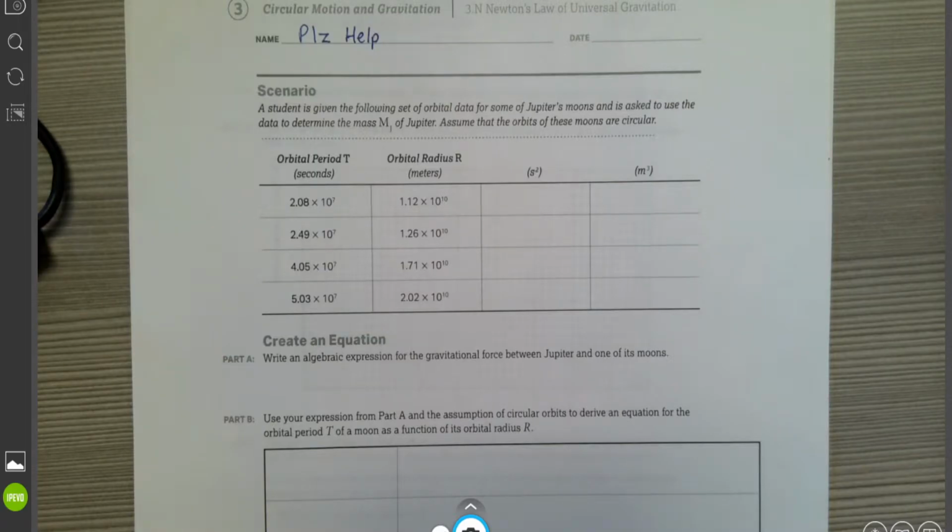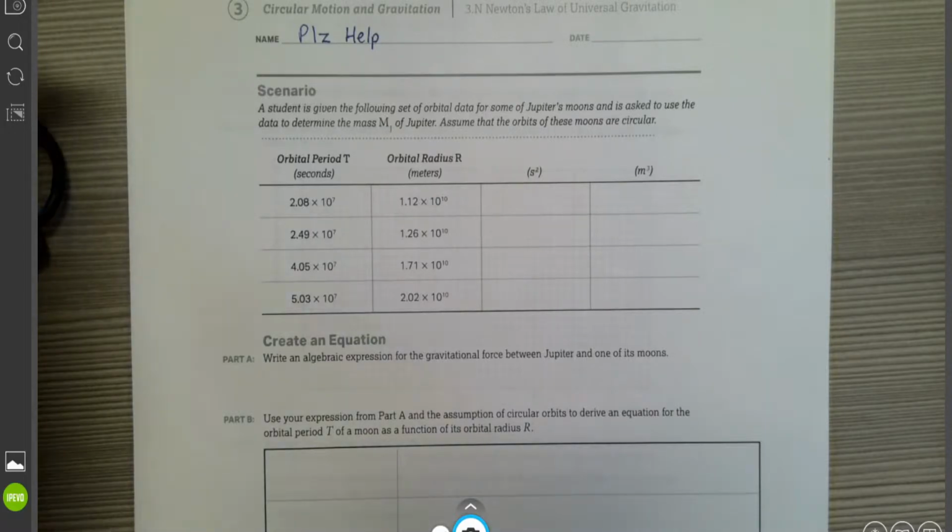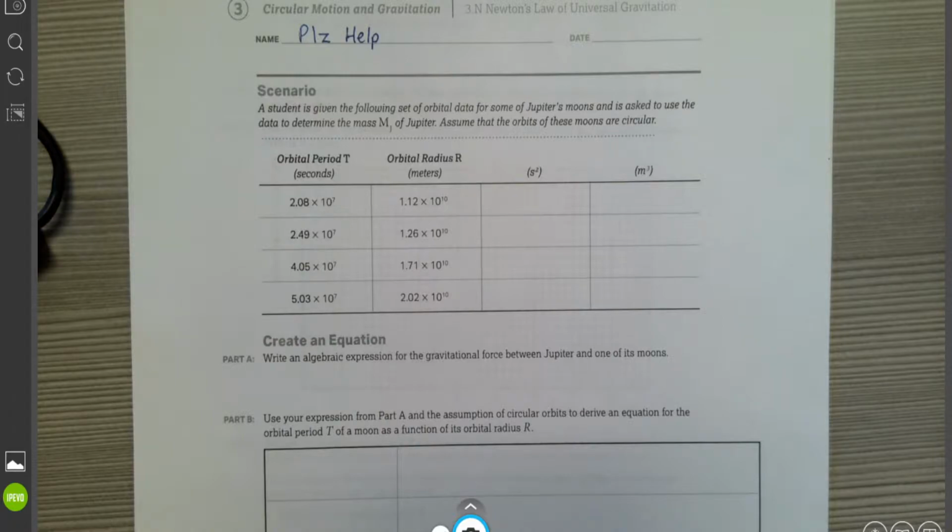Okay, AP Physics, student workbook 3N, Newton's Law of Universal Gravitation. We're going to work through this nice and slow. This one can get a little bit heavy, so we're just going to work through it piece by piece. The scenario says as follows.